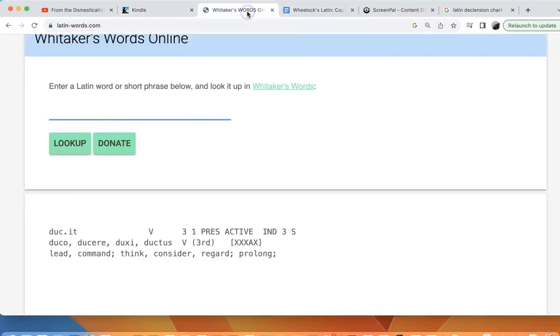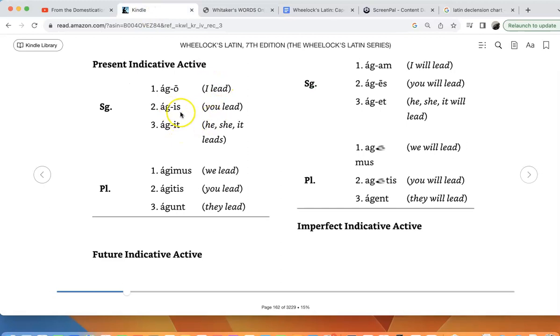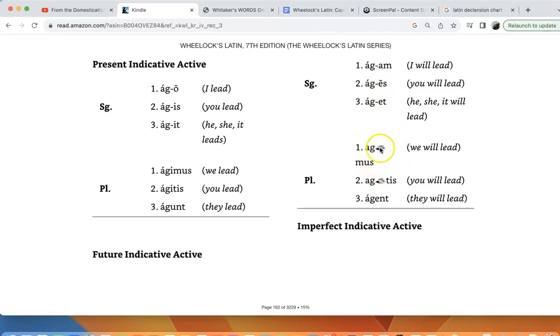And then as always, if we're unsure, we'll look up words in either a dictionary or Whitaker's Words. So here you can see ducit, which is present active indicative third person singular. But if I change the spelling, you're going to see this now becomes the future tense. So sure enough, now we have future active indicative third person singular. So that change from the i to the e indicates a change from the present to the future tense. And you can see that this is also indicated here. Again, I've said several times I have a Kindle version, so it looks a little wonky or blurry.